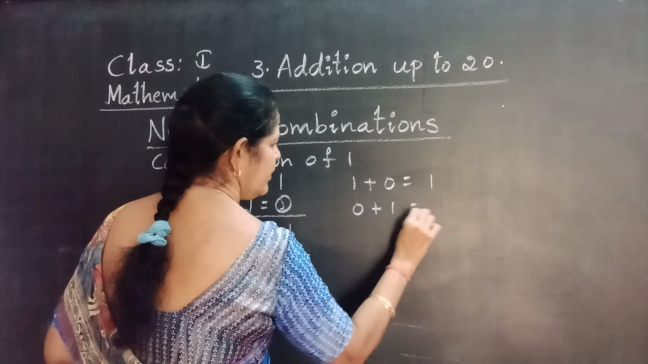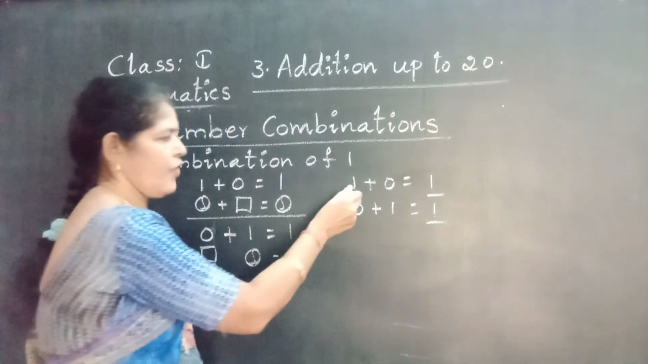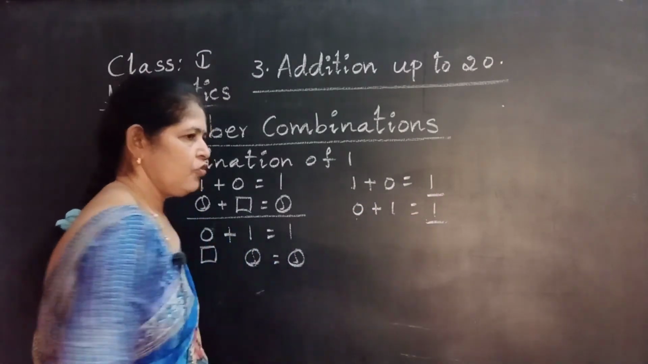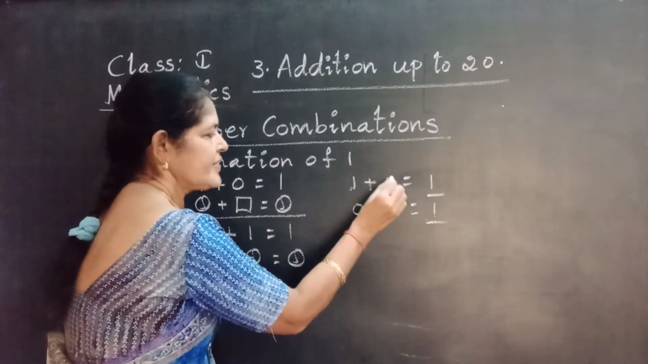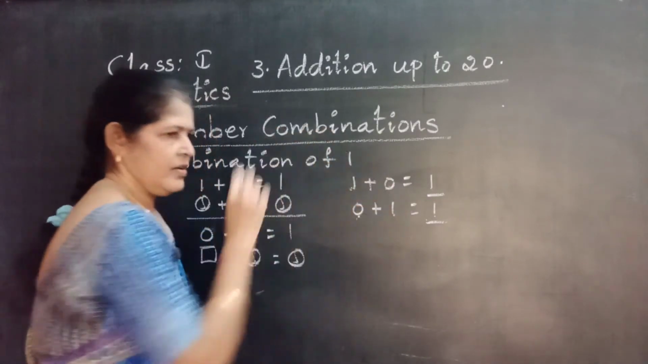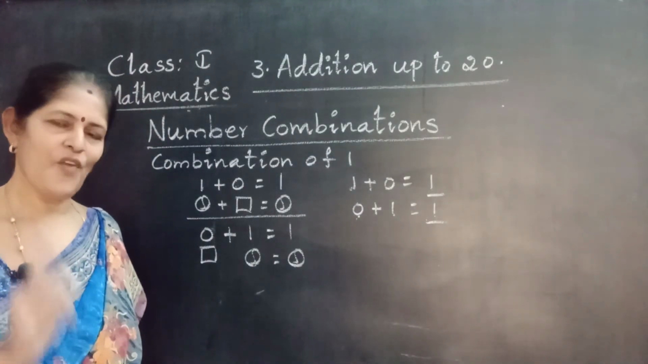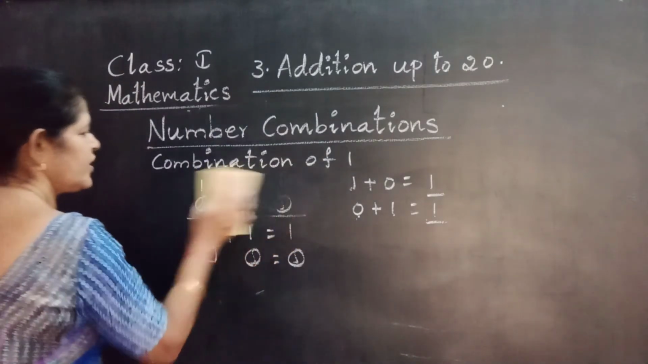0 plus 1, 1. Come on, say. Combination of 1. 1 plus 0 equal to 1. 0 plus 1 equal to 1. Here we are going to take 2 numbers. What are those? 1 and 0. 0 and 1. 1 and 0 make 1. 0 and 1 make 1. Combination of 1.